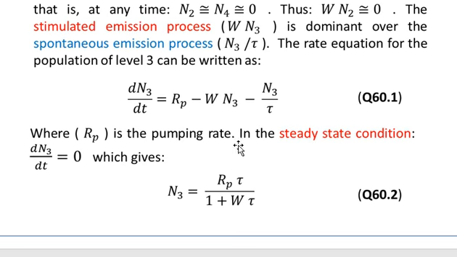Where Rp is the pumping rate, in the steady state condition, we can say that dN3 over dt is equal to 0. That is, the population is no more changing with time. That is the condition of steady state. So under that condition, if you put dN3 over dt equal to 0 in equation number 60.1, you will get N3 is equal to Rp multiplied by tau divided by 1 plus W into tau. And this is equation number 60.2. So you can get the value of N3 from this equation.